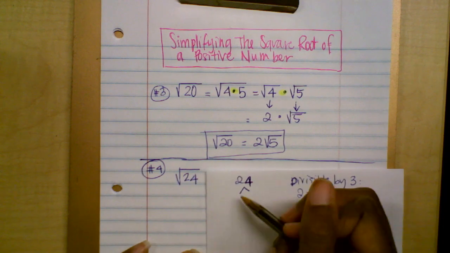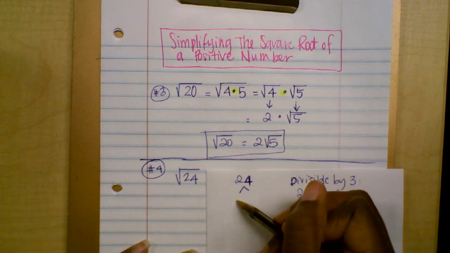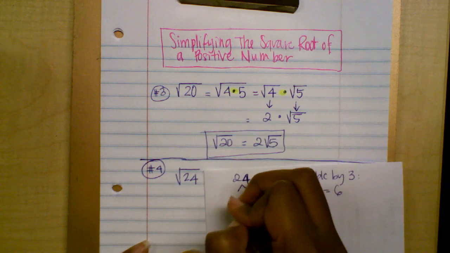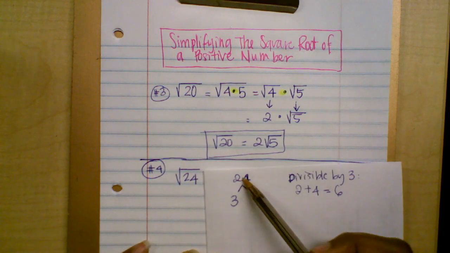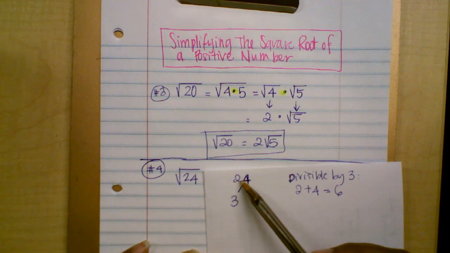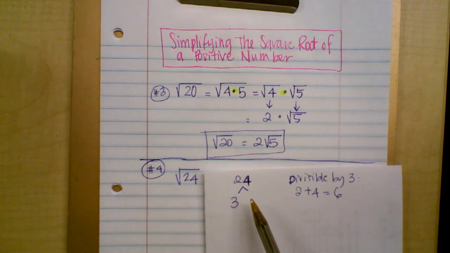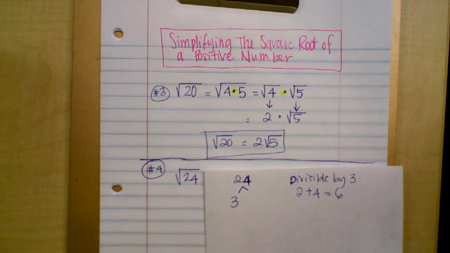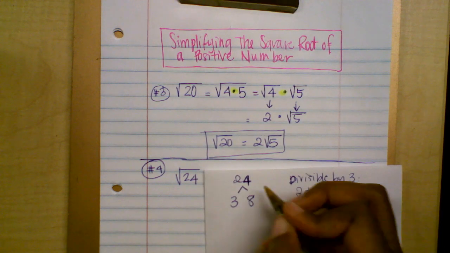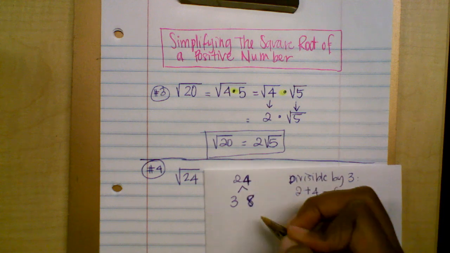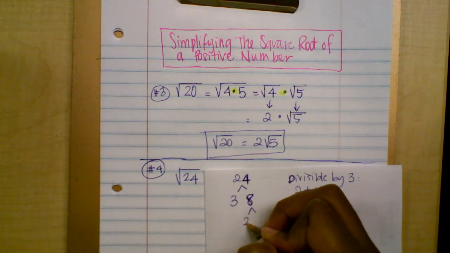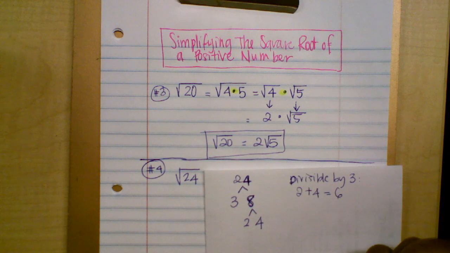Now, 24, what are the factors? I can start with 2 here, but since I already did 2 earlier, let me use 3. Why? Because when I add the digits together, I get 6, and 6 is divisible by 3. Now, how many times does 3 go into 24? It's going to be 8 times. And 8 is an even number. Even numbers are always divisible by 2, so I'm going to write 2 here and 4. I'm going to stop right now.